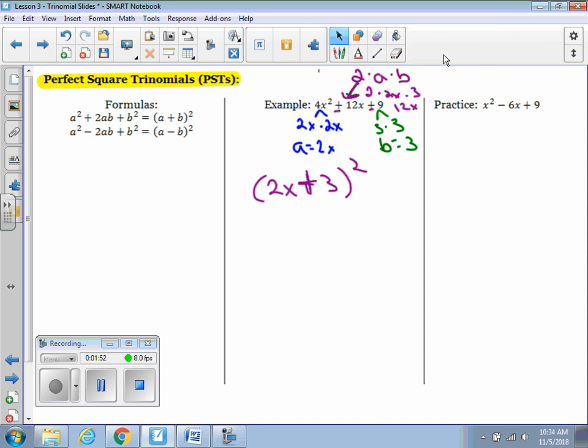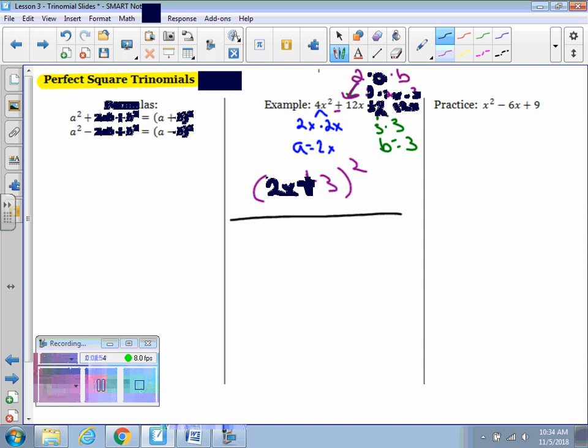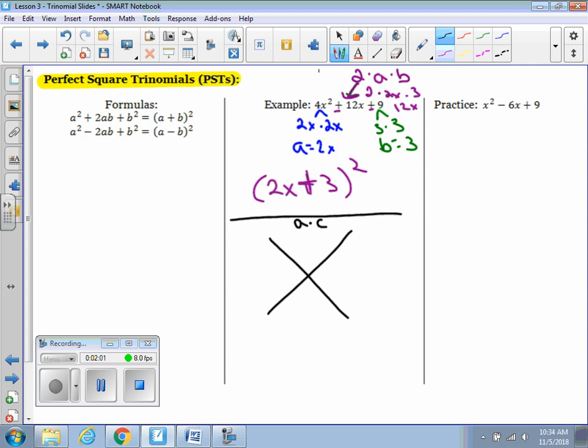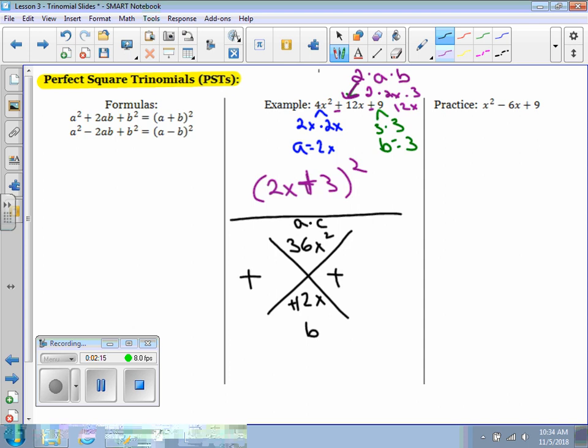Okay, I'm going to show you that in x method again. So we went through our questions, all right? So our x method says, okay, I know I have to put my a times c at the top. So 4x squared times 9 gets me 36x squared. My b term goes at the bottom. That's positive 12x. So since my a times c is positive and so is my b term, I know it's a plus plus. Factors of 36 that add up to 12 are 6 and 6.